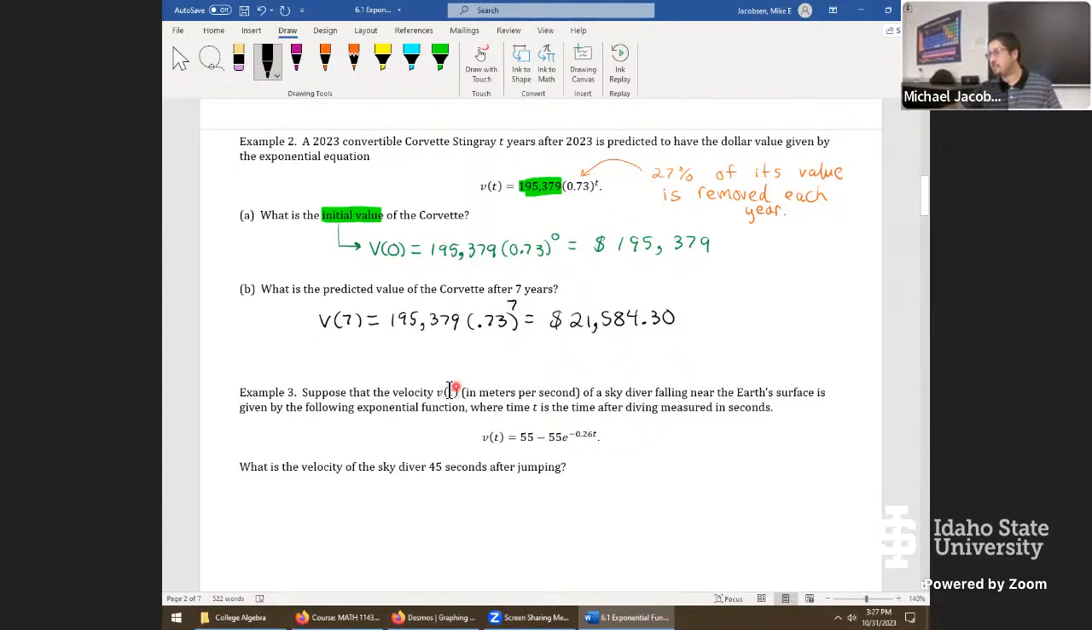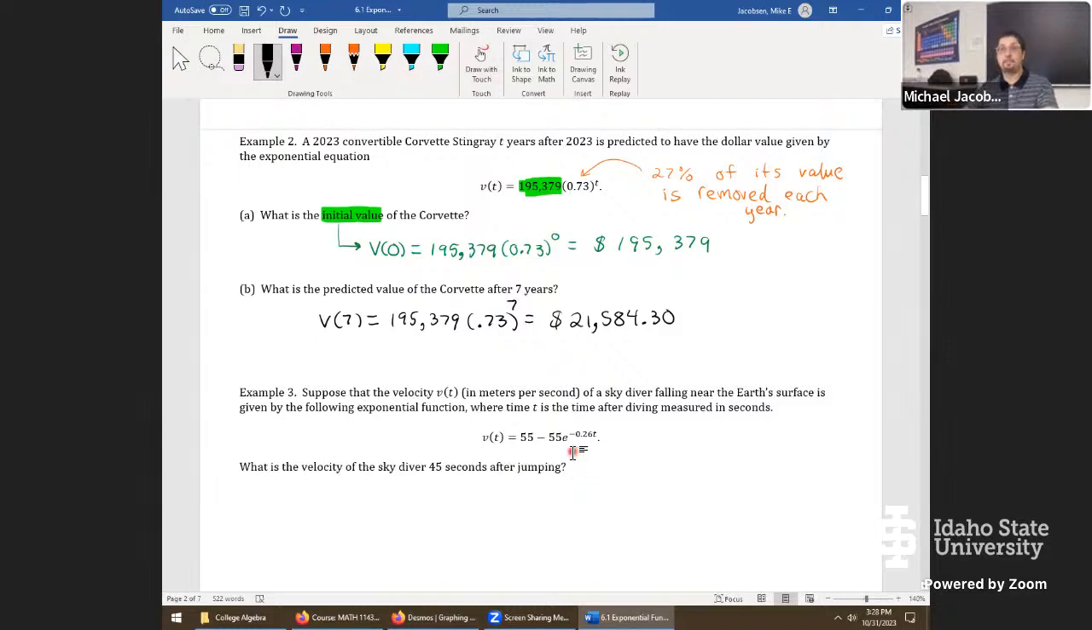Different situation. It says, suppose that the velocity v at t, so v for velocity this time, in meters per second, of a skydiver falling near the Earth's surface, that sounds grim when they say that, is given by the following exponential function, where time t is the time after diving measured in seconds. So at time 0, that's when you're about to jump. And at time 1, you just plug 1 right here, and that's how fast you're going according to this model. All it asks is, what is the velocity of the skydiver 45 seconds after jumping?